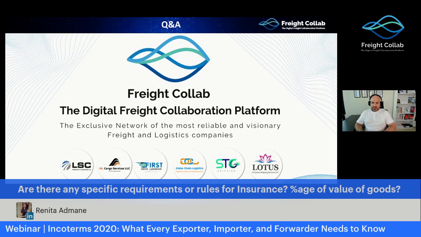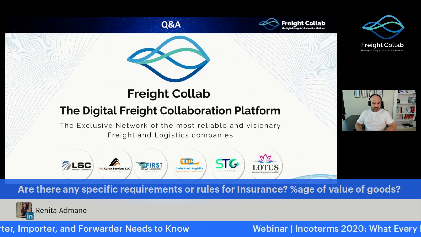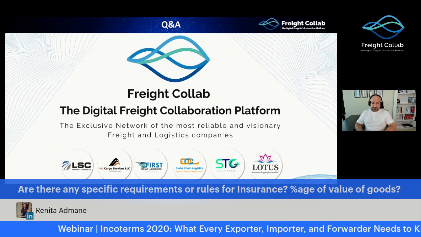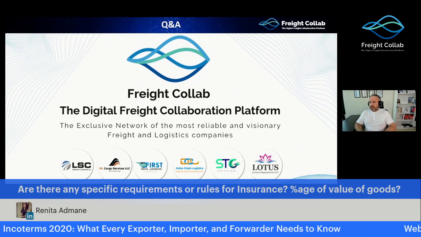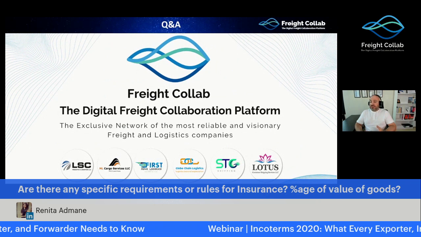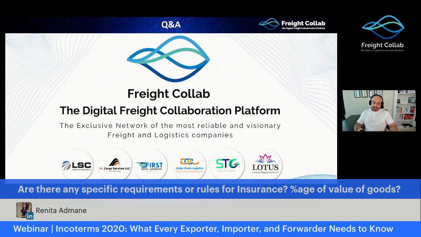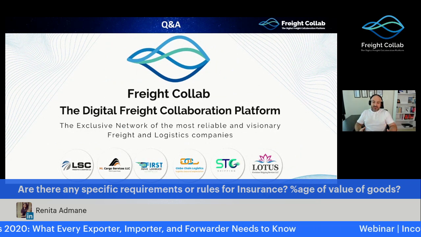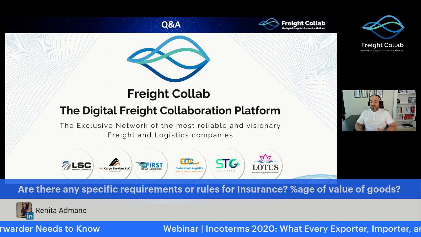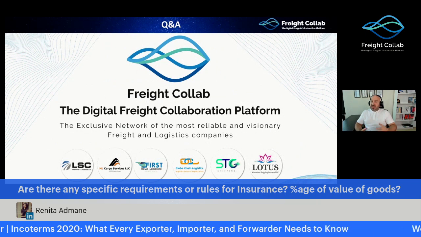Renita asked a very great question: are there any specific requirements or rules for insurance, or the value of goods? Insurance is a very complicated topic. Itself, it's a course. But in Incoterms 2020, it just mentions that when there is a CIF, the minimum coverage, the C clause, is enough. But when there is a CIP, there should be maximum coverage.